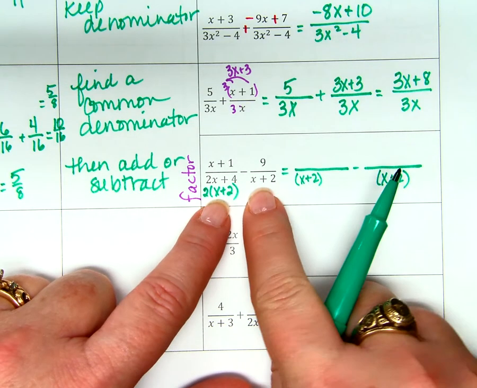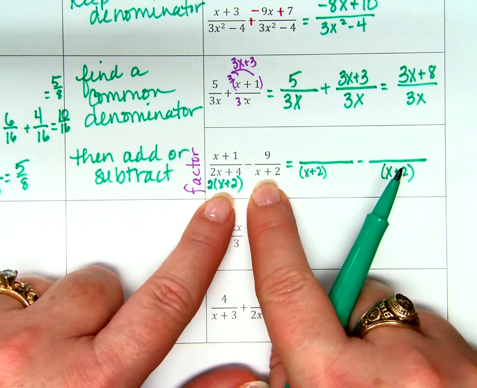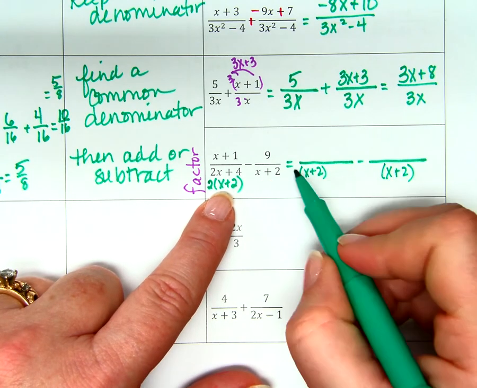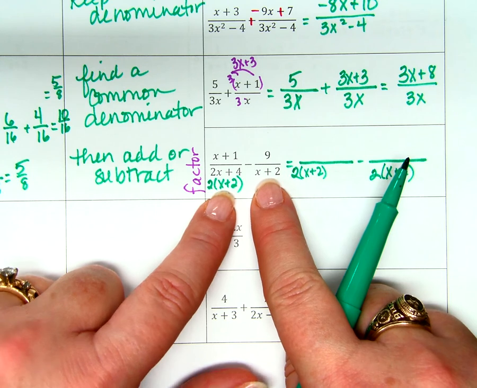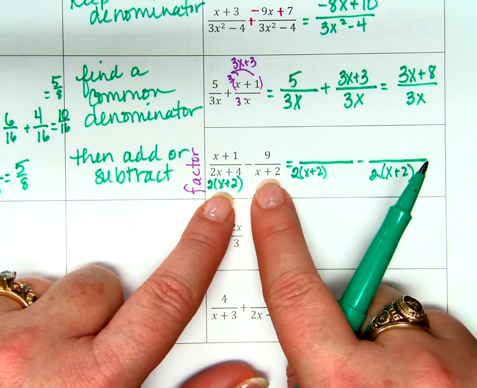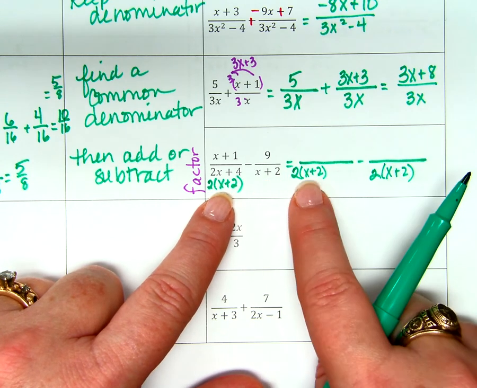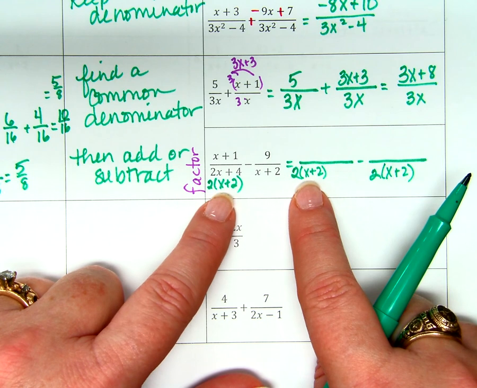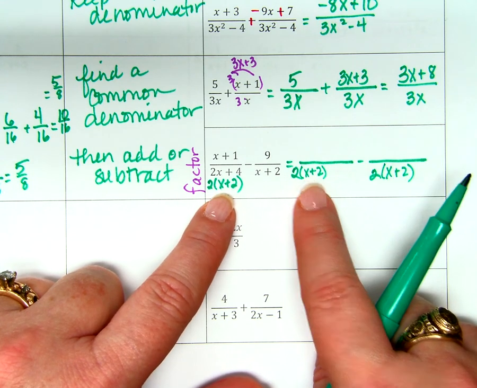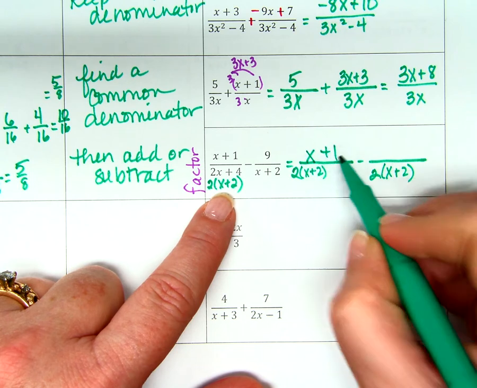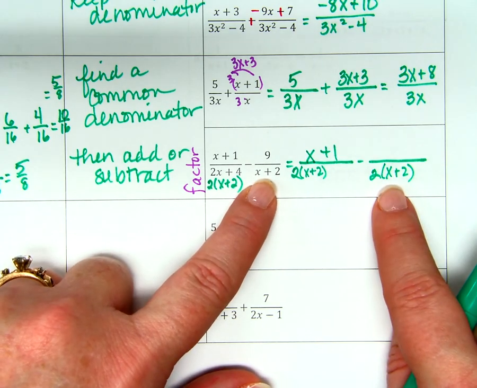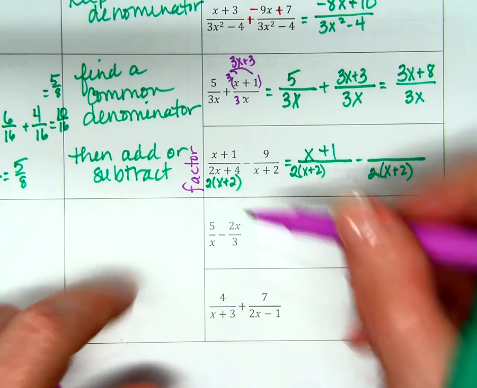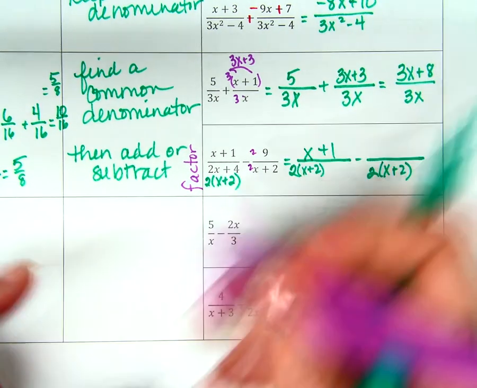What factor does one have that the other one doesn't? A 2. So they both need a 2 as well. Is there any other factors that one has that the other one doesn't? No? Okay, so what does this one need compared to what it had? Well, it's exactly the same, so what do we do with the numerator? Nothing. We just recopy it. Okay? What does this one need to become this one? It needs a factor of 2, right? So I multiply both numerator and denominator by a factor of 2.